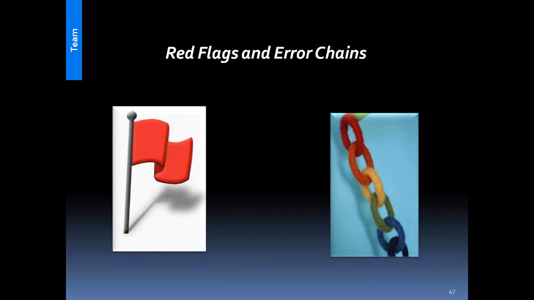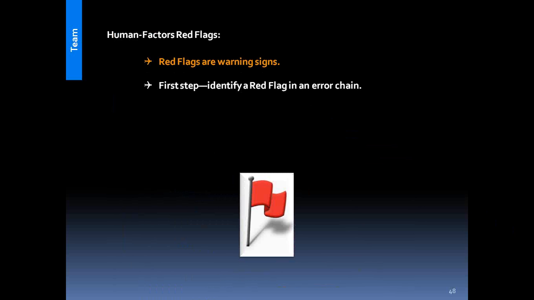So let's talk about those red flags and error chains. We usually talk about these two concepts together. They're part of CRM. And when you go through CRM training, you'll spend a lot of time on red flags and error chains. Start with red flags. Red flags are warning signs, or I like to think of them like a red warning light going off in my face. The first step is to identify a red flag in an error chain. Again, we can come back to that fluctuating suction gauge. Got to identify it, and you say, that's a link. That's a possible link in an error chain that could jump up and bite me. So I've got to pay attention to that red flag.